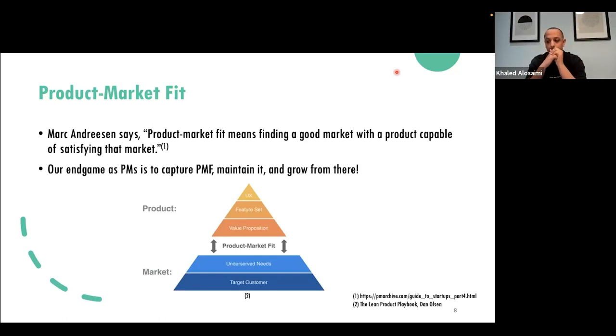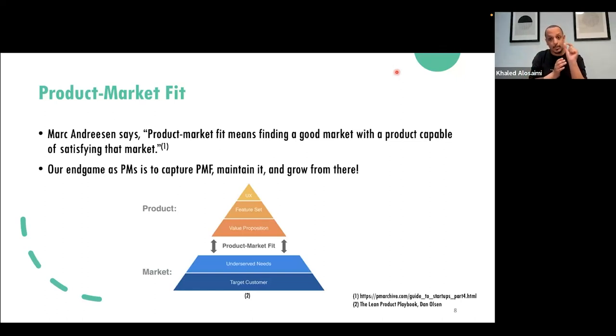As Dan Olsen in his book, The Lean Product Playbook, mentioned and explained very well, we have a product, which is a group of UX, feature set, and the main value proposition. On the other hand, we have the market itself, the underserved needs, and the target customer. Our main focus is to combine that. And how we will combine that is through market validation. That's why it's very important in the early stage of the product lifecycle.